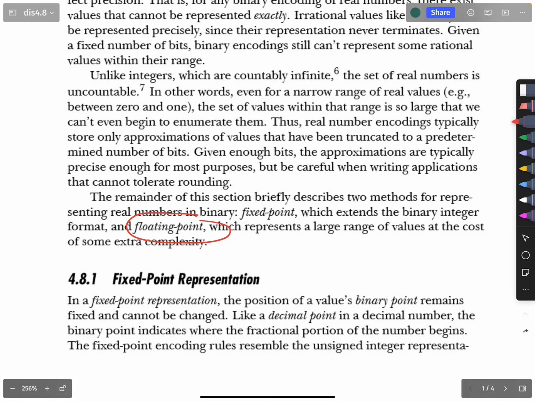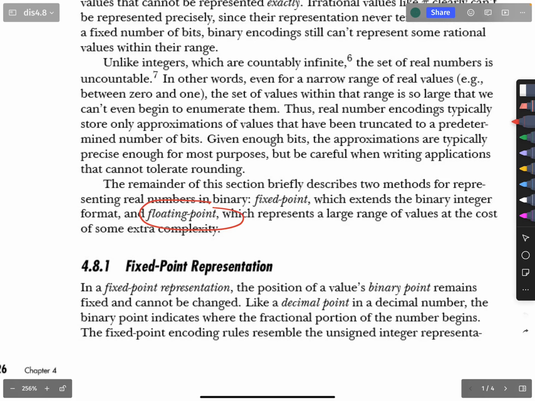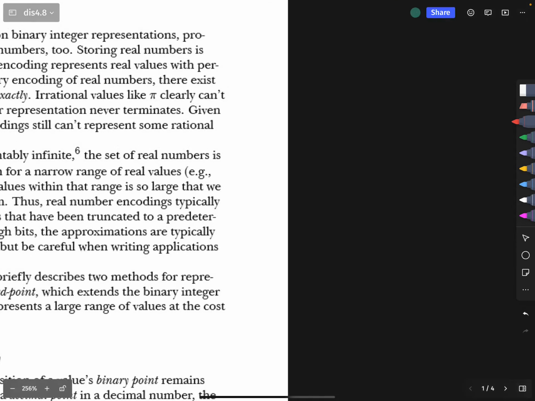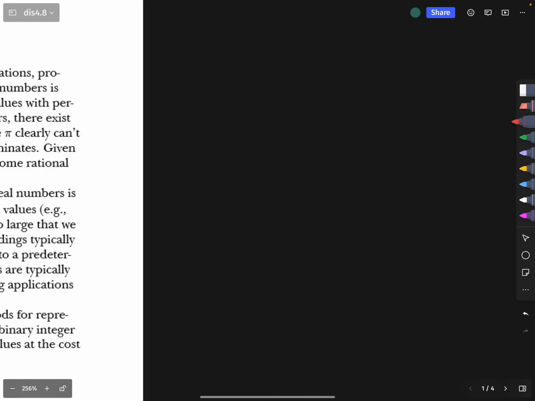But in any case, let's think about how we could actually reproduce the whole idea of decimals, with a decimal point and numbers that come after the decimal point, which we know are supposed to represent fractional values. How could we do that in binary? Well, the logic is exactly the same, right?